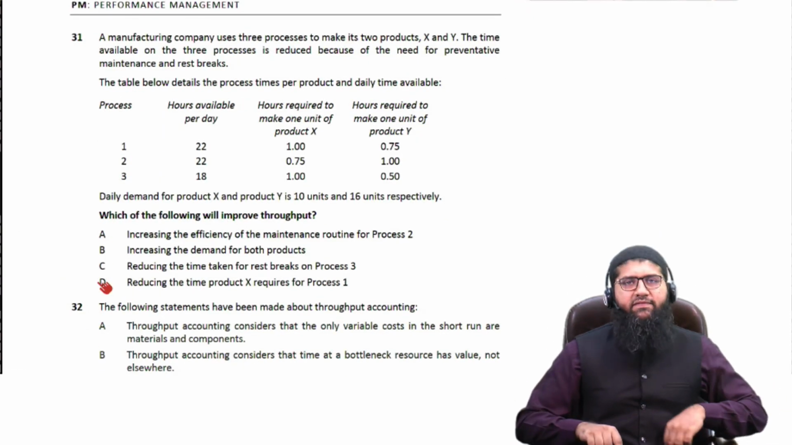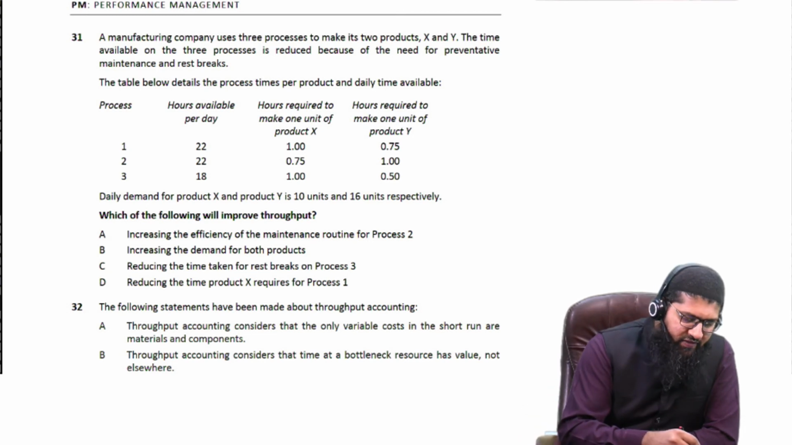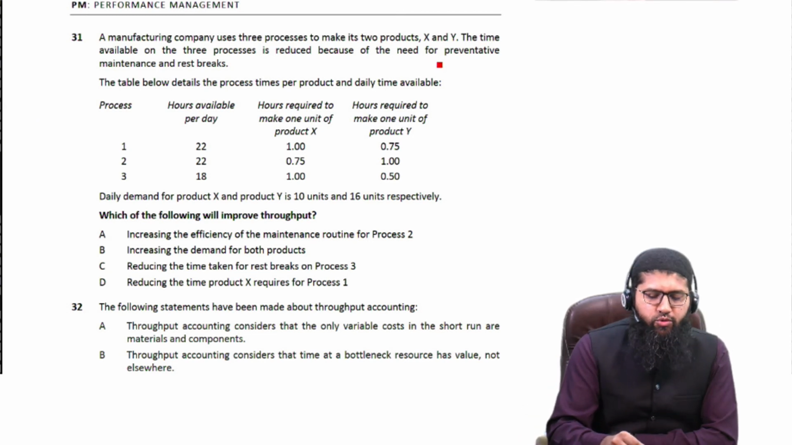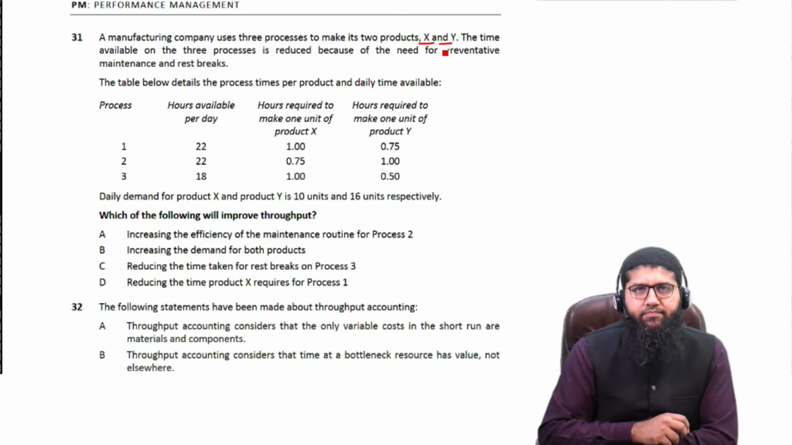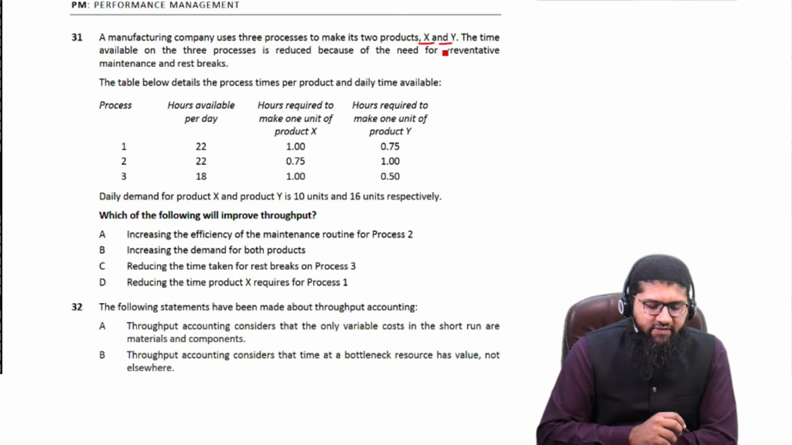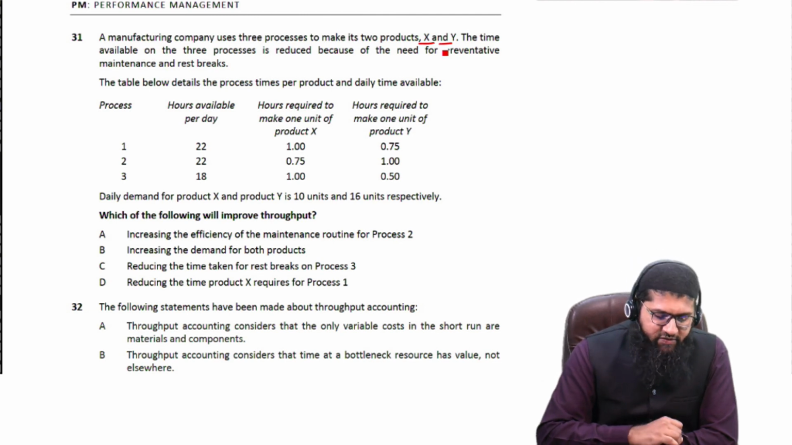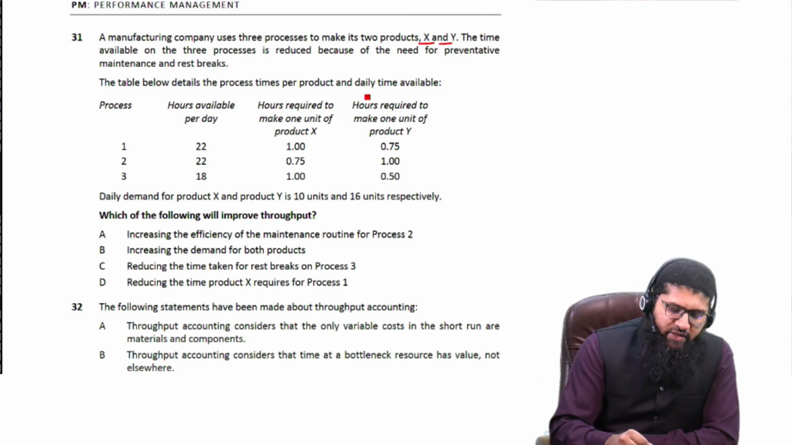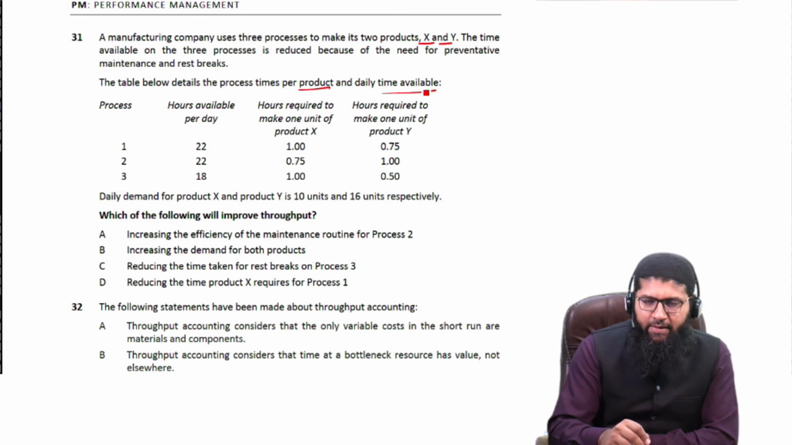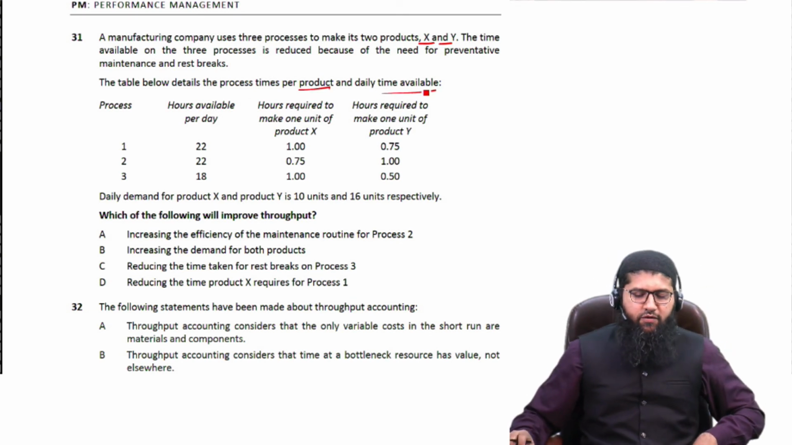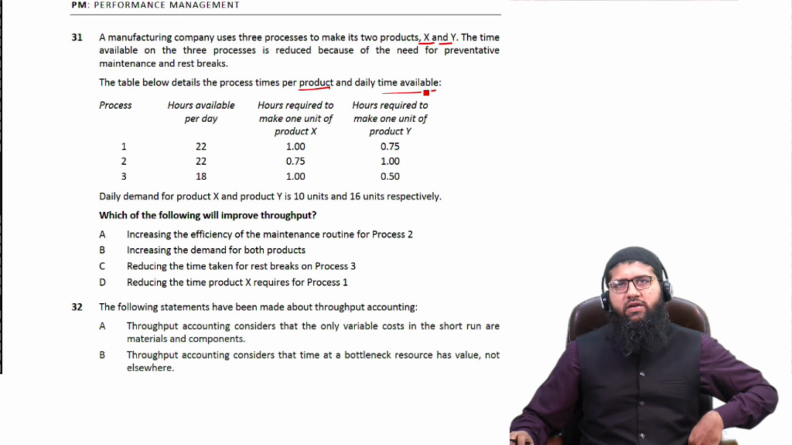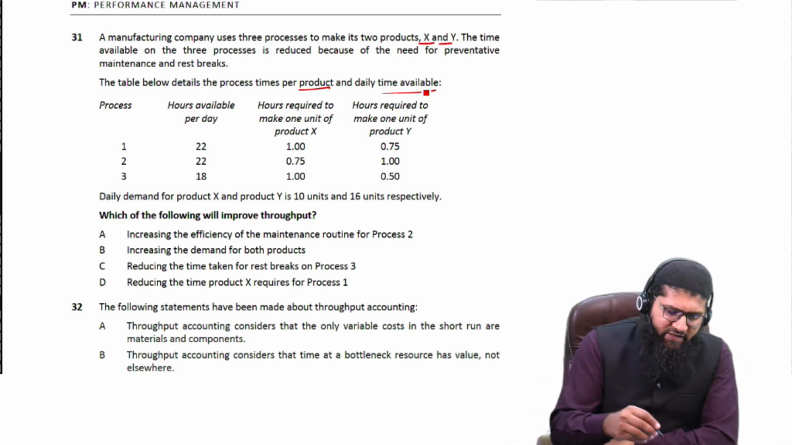Next it says a manufacturing company uses three processes to make two products X and Y. The time available on the three processes is reduced because of the need for preventative maintenance and rest breaks. The table below details the process time per product and daily time available. So what do we have? We have the daily time available. We have the different types of process details available.